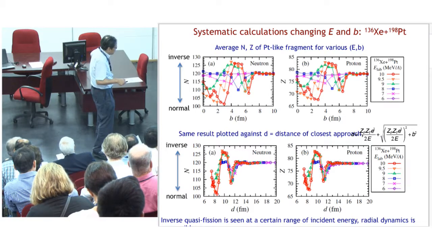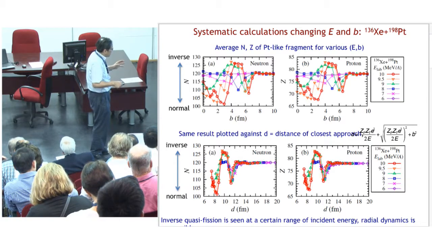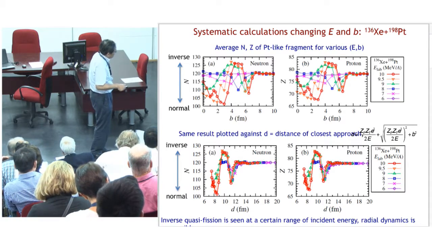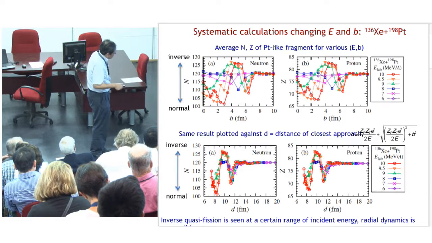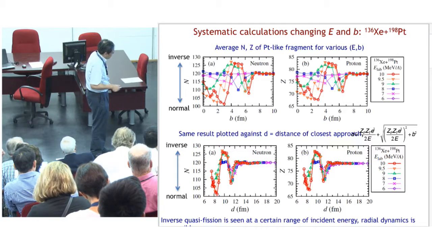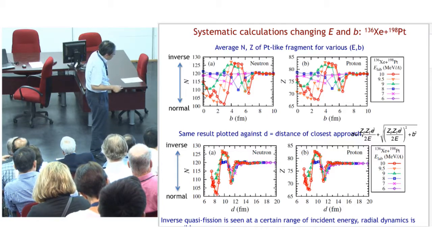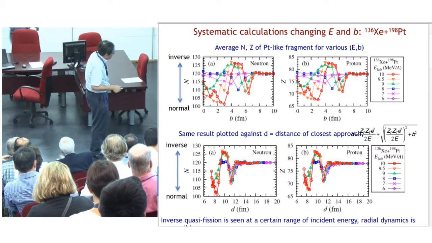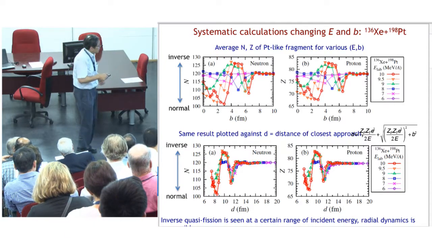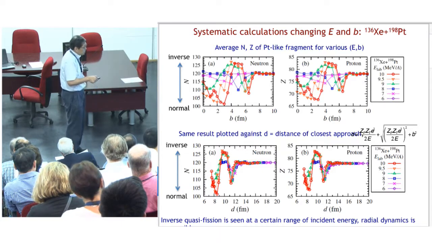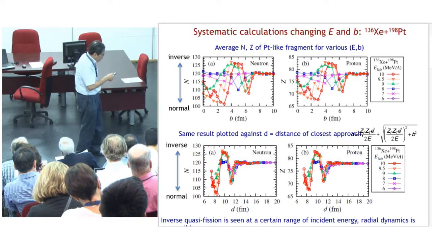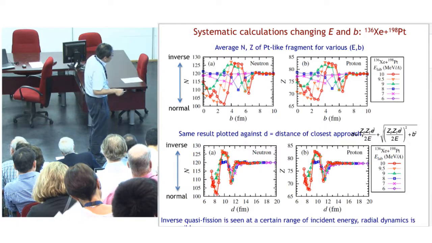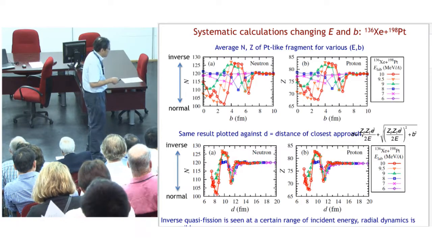That means the angular momentum is actually not important, but the radial direction, the symmetry direction, is important. So we find normal quasi-fission for this system, and again, at higher energy, it's inverse quasi-fission. So the appearance of inverse quasi-fission is not specific to some system, but it seems we always find it at higher energies.